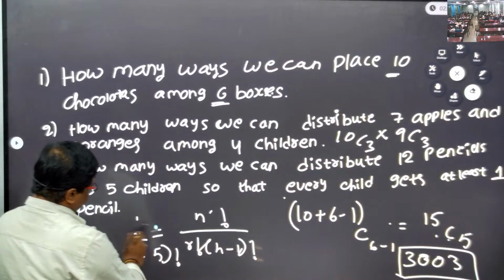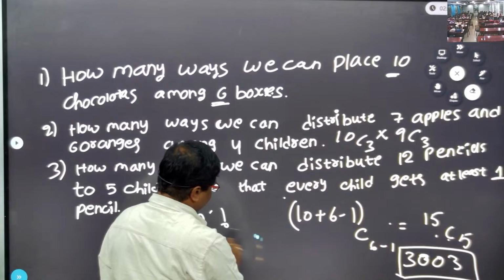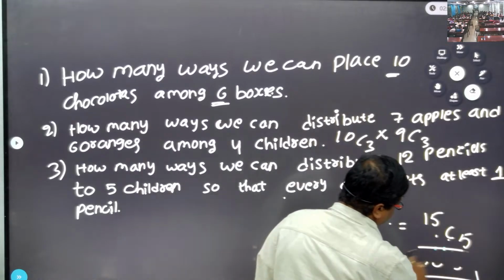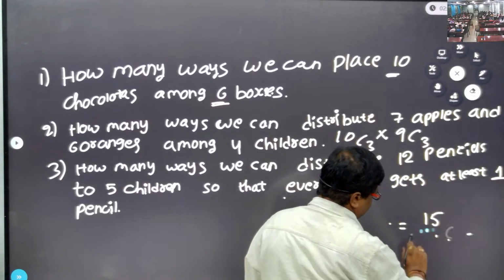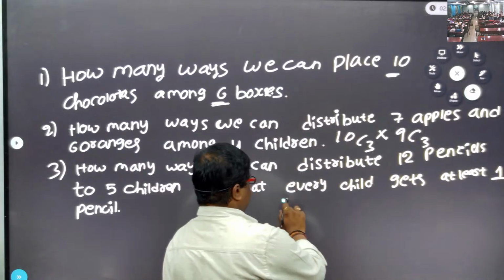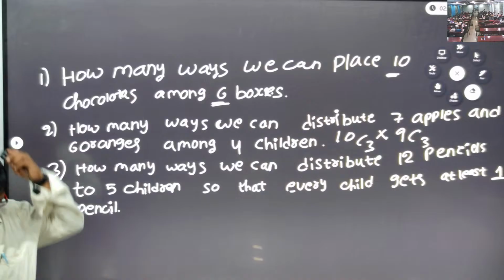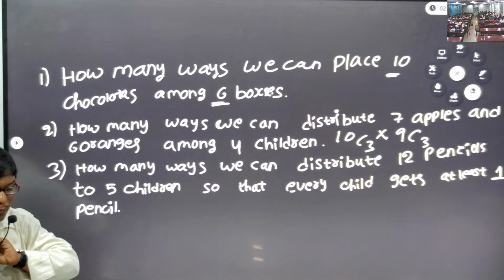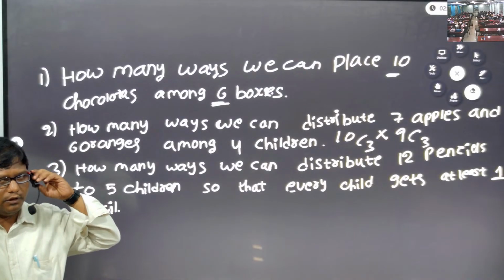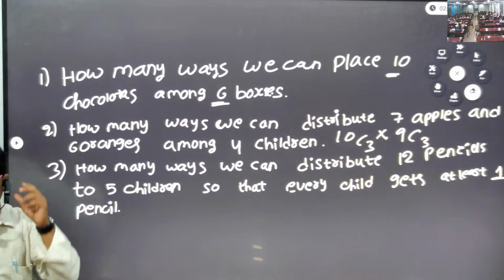Tell me the answer, what you are getting at the end. What is the value that you are getting at the end? Has anyone simplified the question?